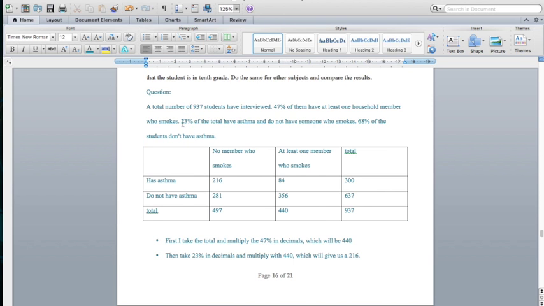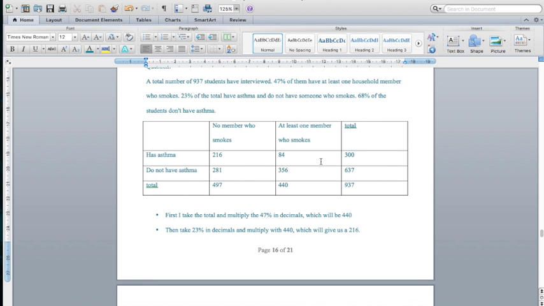And then the next thing says 23% of the total have asthma and do not have someone who smokes. So you take 23 in decimals, which is 0.23, and multiply it with 937, and you will get the total number of students who have asthma but do not have someone who smokes. So you get this. And 68% of students don't have asthma, and you do the same for the rest.